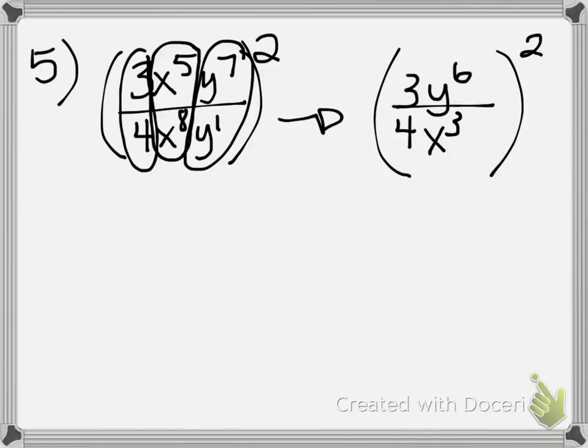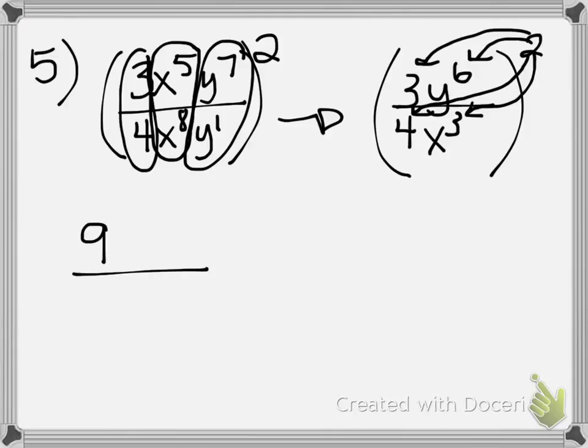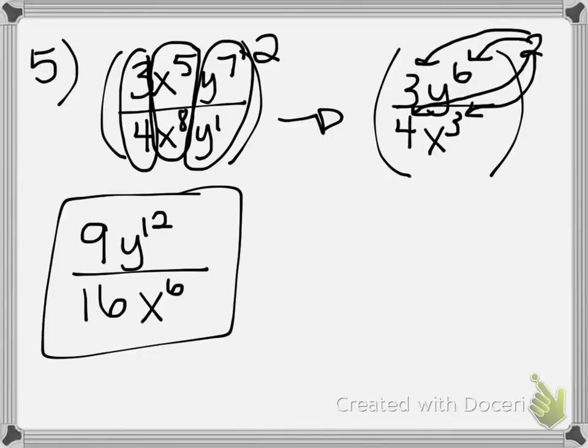Okay, so now I've simplified what's in the parentheses, and so now I'm going to distribute the 2 to every single piece. So to the 3, to the y, to the 4, to the x. Okay, so 3 to the 2nd power is 9. Y to the 6 times 2 is y to the 12th. 4 to the 2nd power is 16. And then x to the 3 times 2 is 6. And now at this point, I am done.